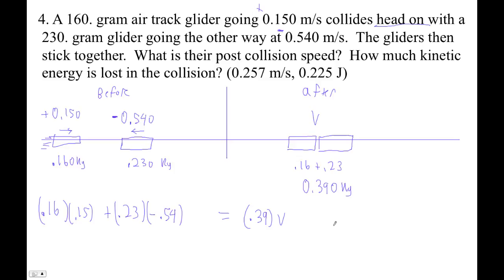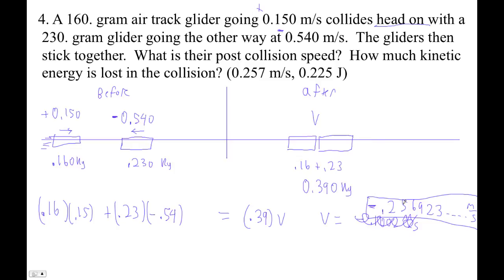And I get that this velocity is negative 0.1002 meters per second, which is not correct. Oh, because I haven't divided by 0.39. That's not the velocity. Okay, hold on. Now I have to divide by 0.39. There we go. Okay, so the velocity is negative 0.256923 meters per second. There we go.